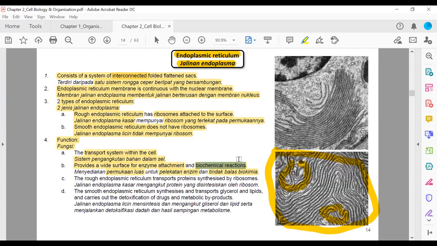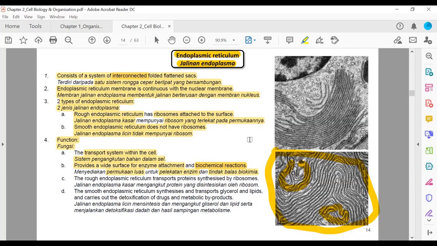Apa maksud biochemical reaction? Biochemical reaction bermaksud tindak balas biokimia. Bio means benda hidup. Kimia means chemical. Means biochemical reaction means tindak balas kimia yang berlaku dalam sel hidup. Tindak balas kimia yang berlaku dalam sel hidup dipanggil sebagai biochemical reactions. As we go on, kita akan tengok beberapa contoh biochemical reactions, tindak balas biokimia yang berlaku dalam sel.